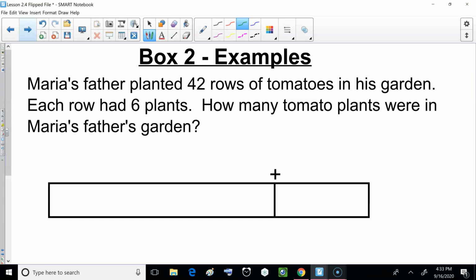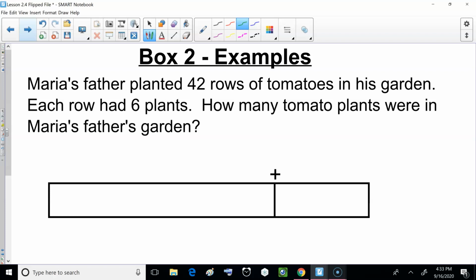Maria's father planted 42 rows of tomatoes in his garden. So I'm picturing in my head 42 rows of tomatoes. All I'm thinking is, that's a lot of tomatoes. Each row had 6 plants. So row 1 has 6 plants, row 2 has 6 plants, row 3 has 6 plants.